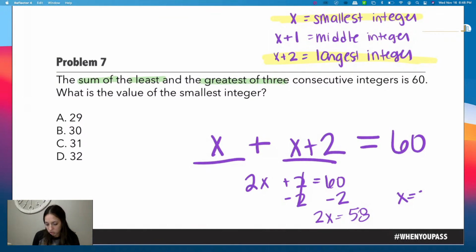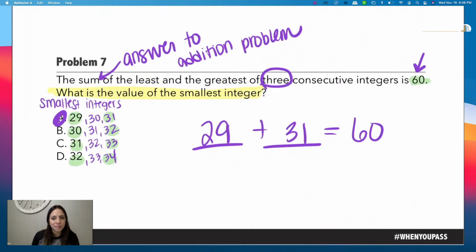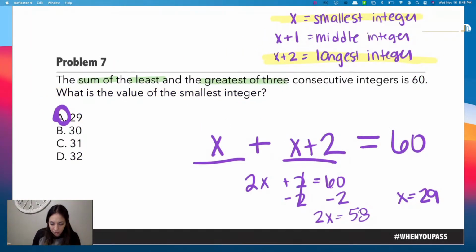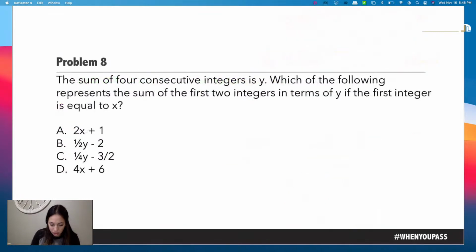X equals 29. Same answer, 2 different ways to solve it. All right. This one is fun. Now, this one, we cannot use the answer choices to help us as much as we've been able to in the other two.